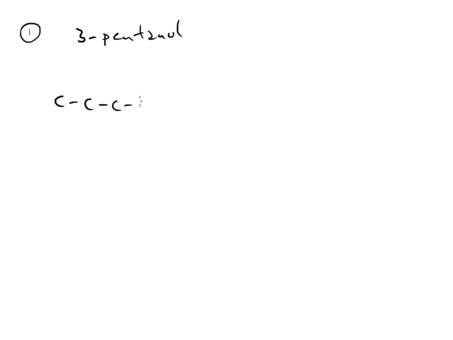Pent is 5. 1, 2, 3, 4, 5. It gives us a good review of anything, so it's okay. So 3-pentanol, 5 carbons in a row, in a chain. There they are. And on the third carbon, I'm going to have an OH group. That's why there's a 3 in front. So for part A, they want to know what is formed if you add H2CrO4, chrome.